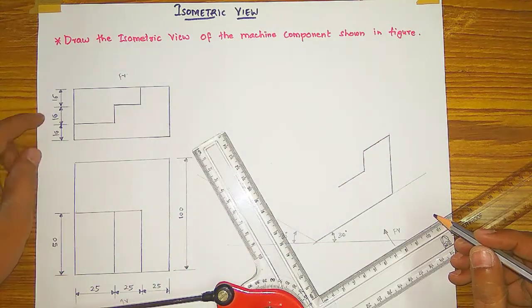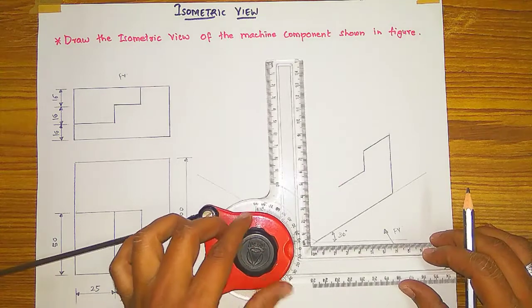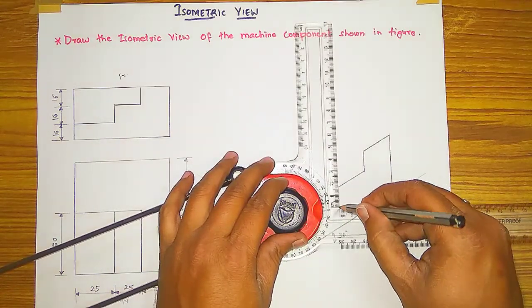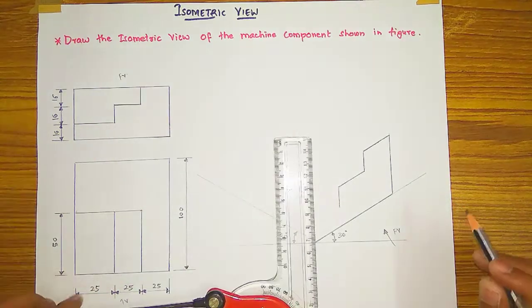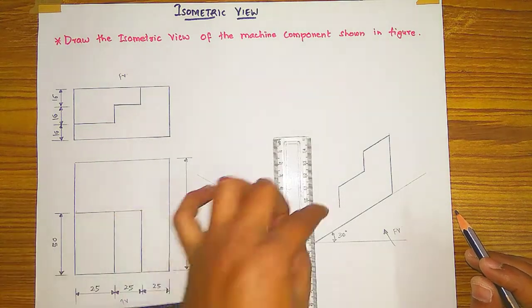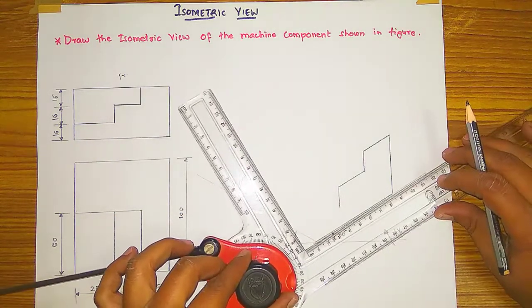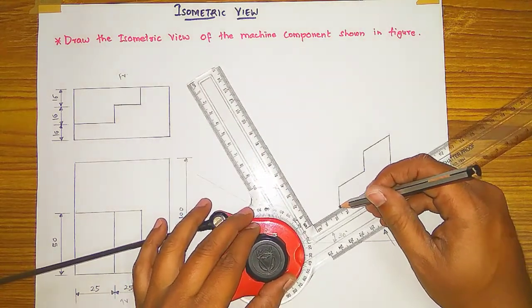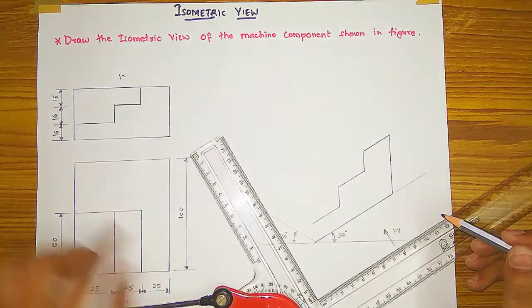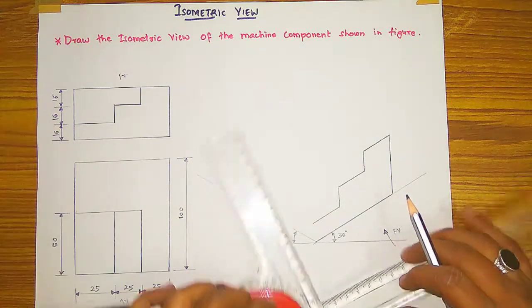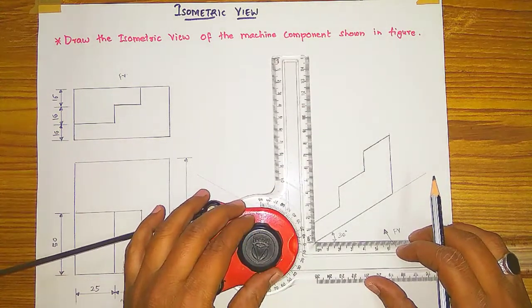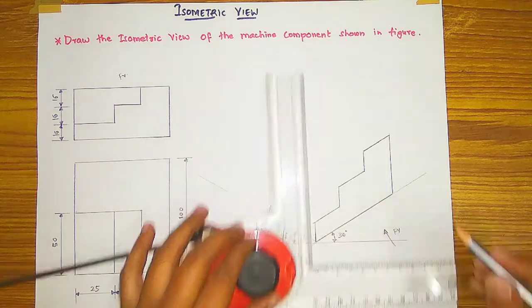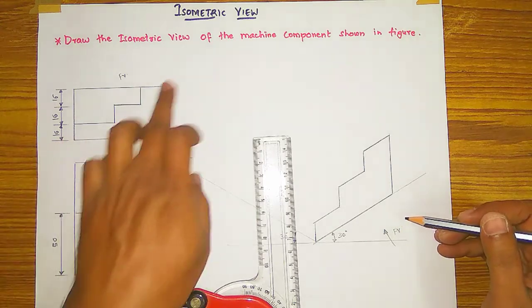Okay, and this line is of the same 16 mm. Vertically we have to draw, and this line is also 25 mm. Okay, this line we have to draw parallel to this angle. The remaining line of 16 mm you will get automatically here. Join these two. Okay, now from the front view I have drawn this section.